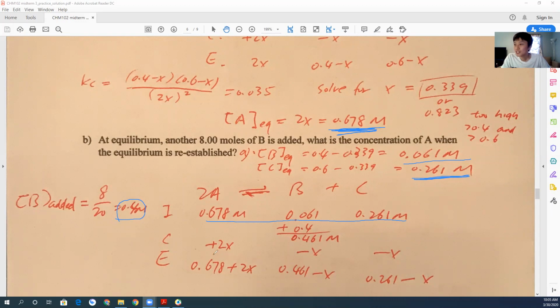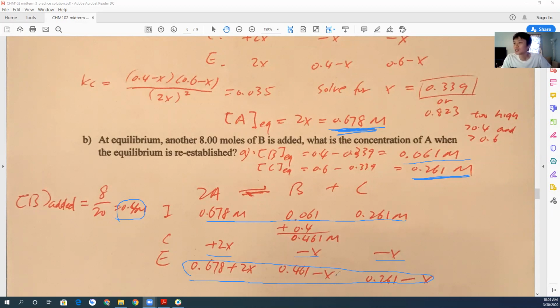So we can generate another ICE table for this net reaction. We can do the same thing, so plus 2x, minus x, minus x. Using this new concentration at the new equilibrium to calculate the x.